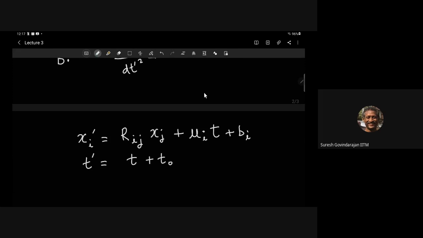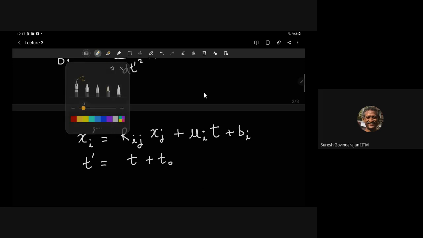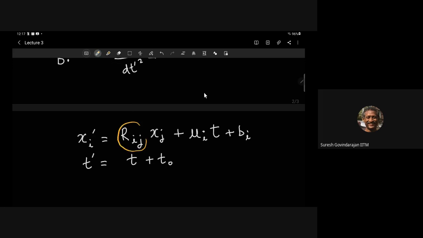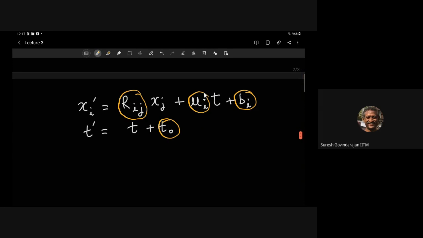Okay, so let's mark all the parameters. So this is one, this is another, this is another, and this is another. Okay, so it's easy to check. So if you just go ahead and do this.